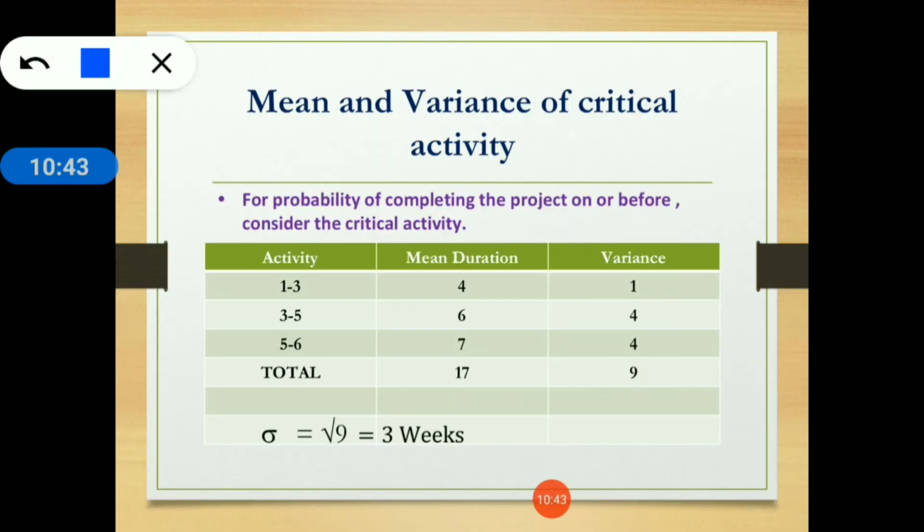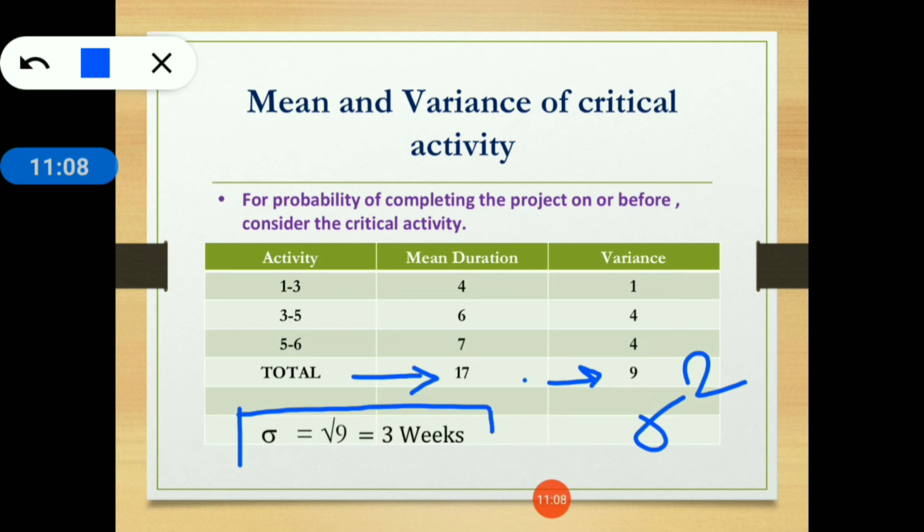Now here these are your critical activities with the corresponding mean expected time and variance, and the total of mean duration is 17 and the total of variance is 9. So variance is sigma square. For the calculation of probability we require sigma. So sigma is the square root of 9, which is equal to 3 weeks.